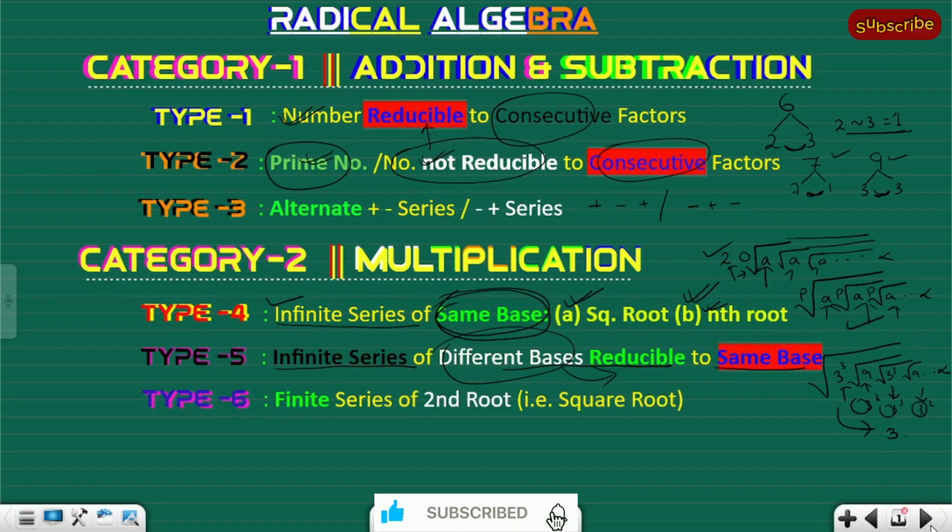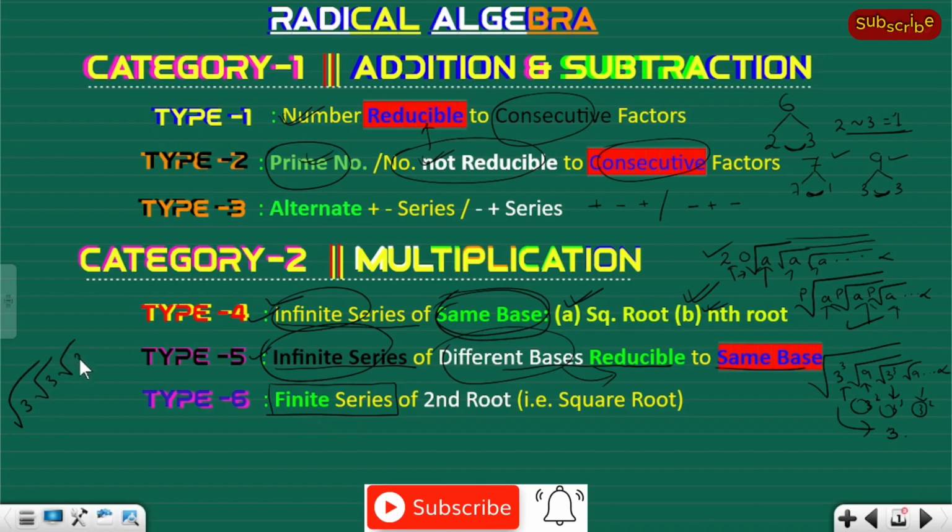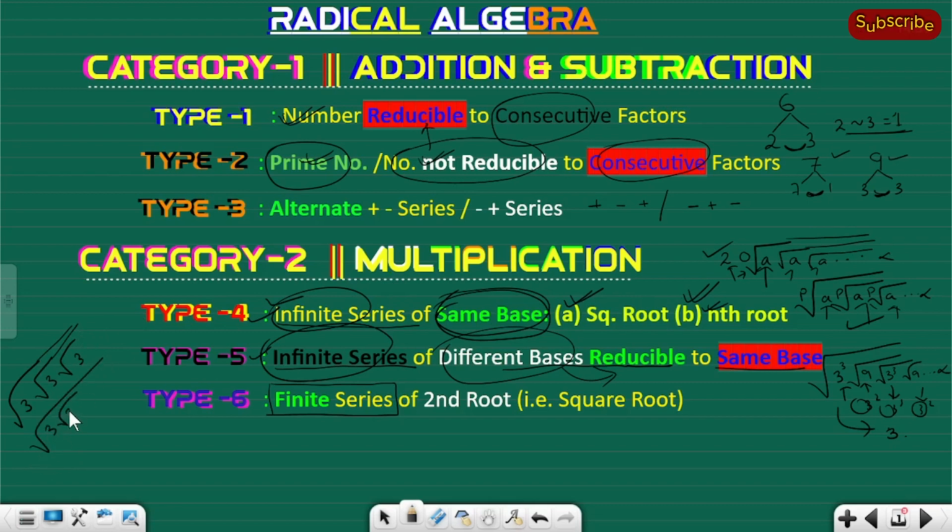Next, number 6. In type 4 and type 5, we have infinite series. But here in type number 6 we will find a finite series. Example: 3 root 3. In an infinite series we have dots. Here only 3 terms, or it may be n terms, up to n, not infinite. For this we have a different method. We will see this in today's class.